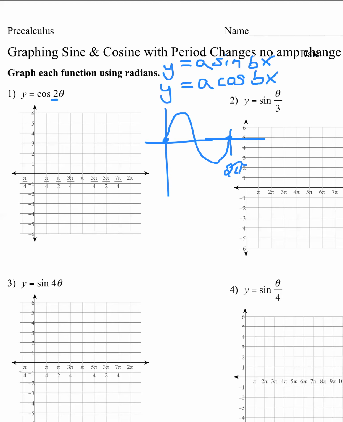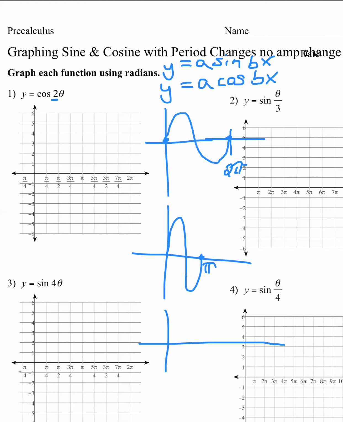Now it's going to change. Maybe it does the full cycle in half as much time, so maybe this is now just pi instead of 2 pi. Maybe we stretch it out, and it takes a lot longer to do the whole thing. Maybe it goes all the way out to 4 pi. So it's kind of like an accordion. We're going to squish it together and pull it wider. So let me teach you how to figure out what it is. First, let's erase all this stuff that we don't need.